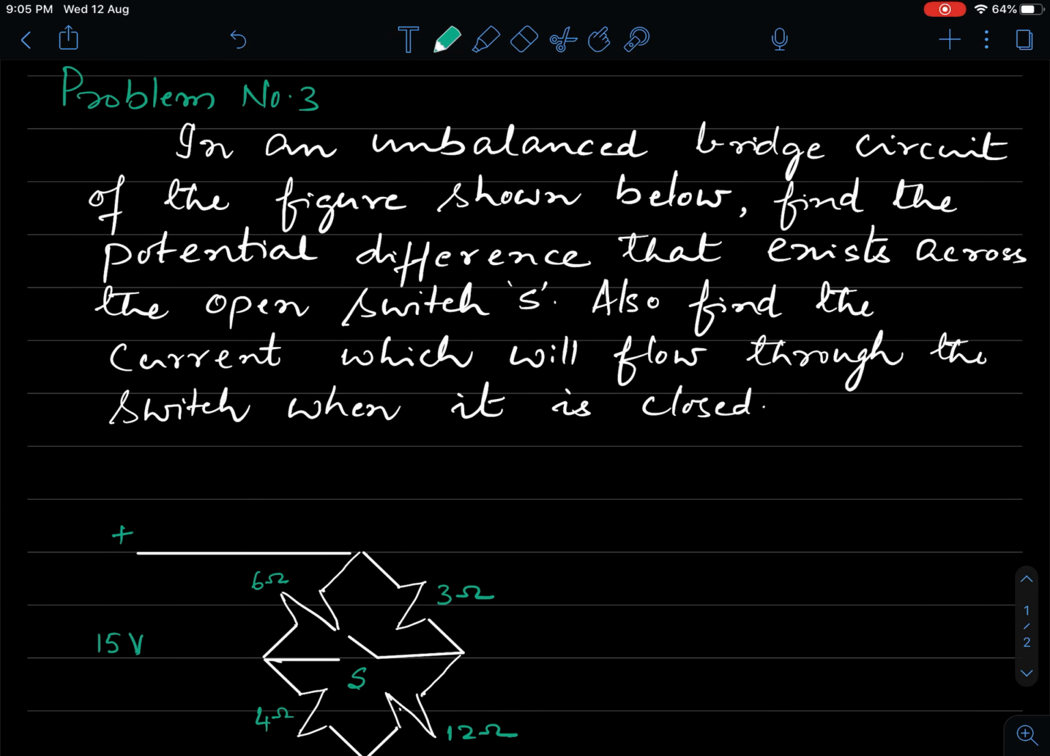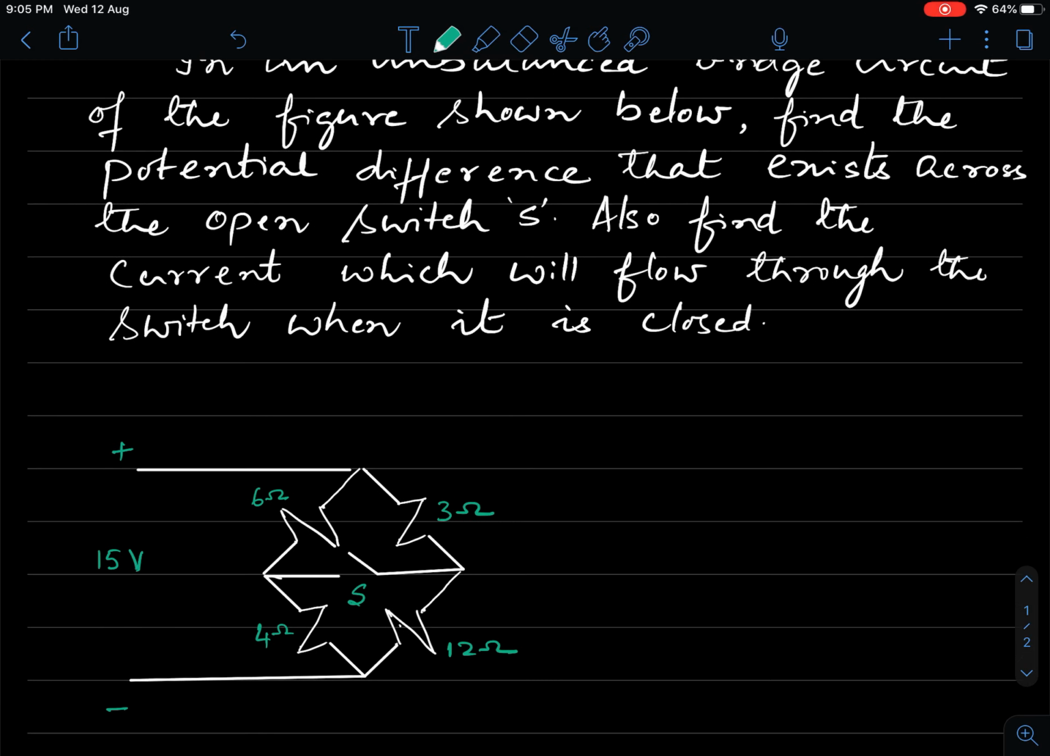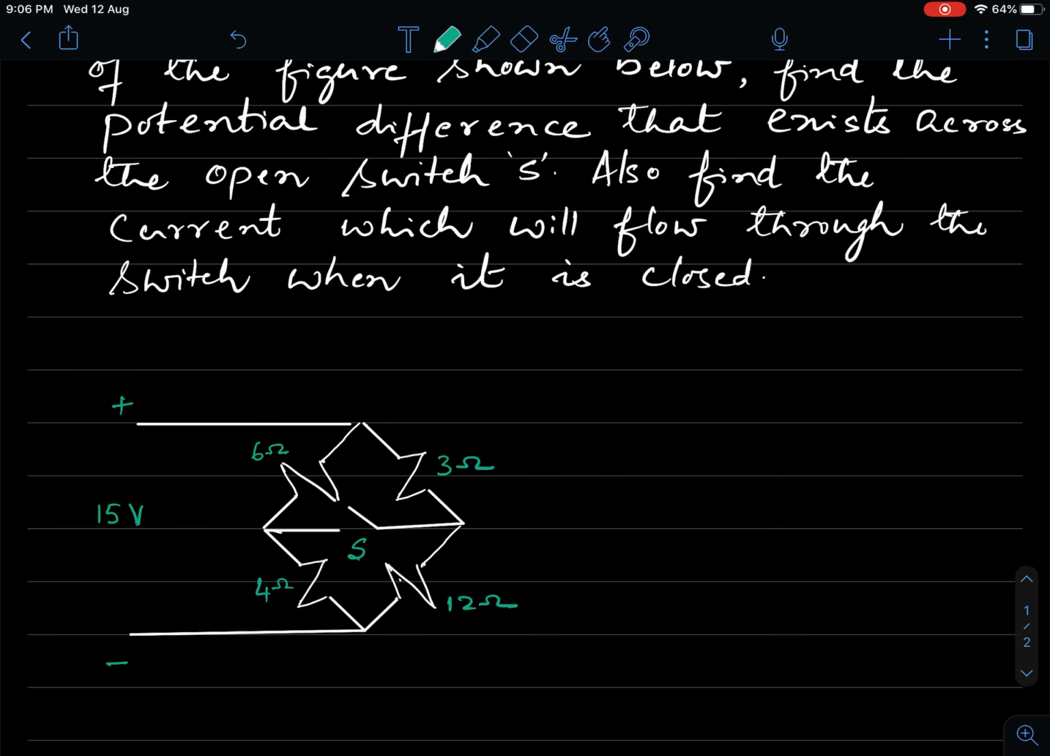This problem reads as, in an unbalanced bridge circuit of the figure shown below, find the potential difference that exists across the open switches. Also find the current which will flow through the switch when it is closed. The problem is written like this.